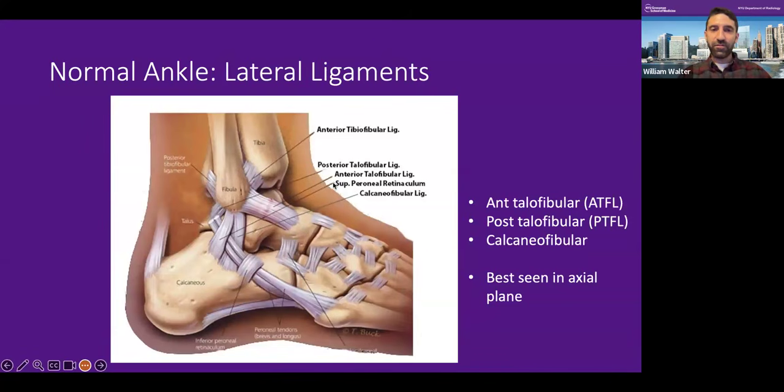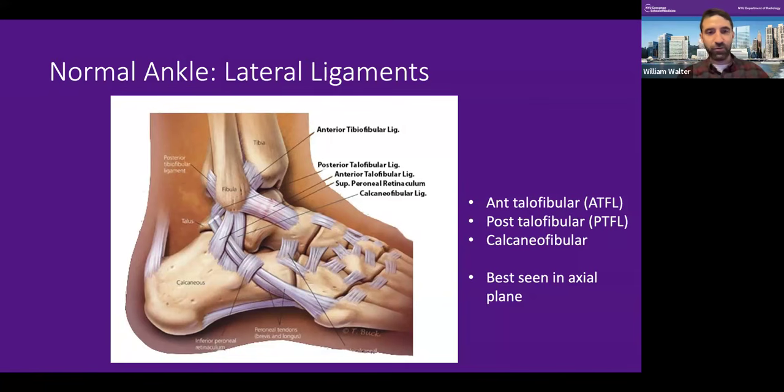The lateral ligaments are just slightly lower than the syndesmosis. Primarily, we're looking at these three ligaments here: the ATFL, that's the anterior talofibular ligament, the PTFL, or the posterior talofibular ligament, and the CFL, the calcaneofibular ligament. That's this one here, running from the tip of the fibula deep to the peroneal tendons and attaching to the lateral wall of the calcaneus here.